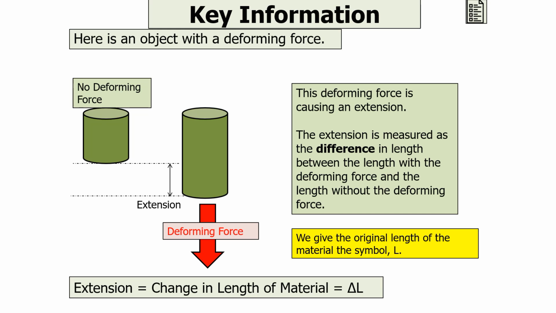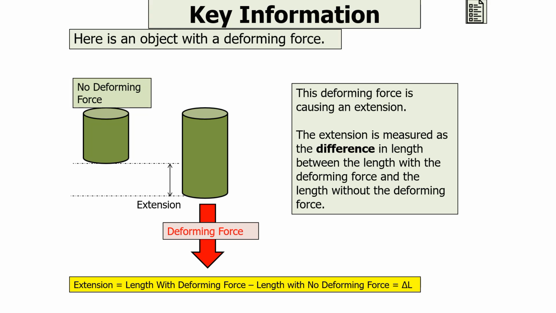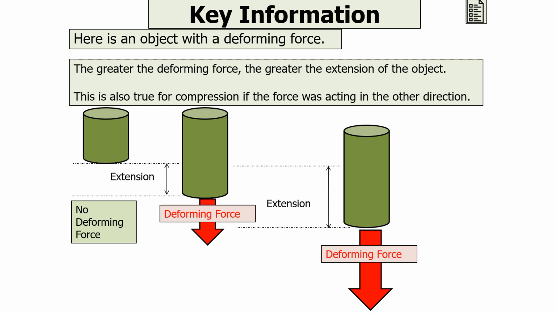Now we give the original length of the material, therefore, the symbol L. So extension is the length with the deforming force minus the length with no deforming force. So we worked out that the greater the deforming force, the greater the extension of the object.